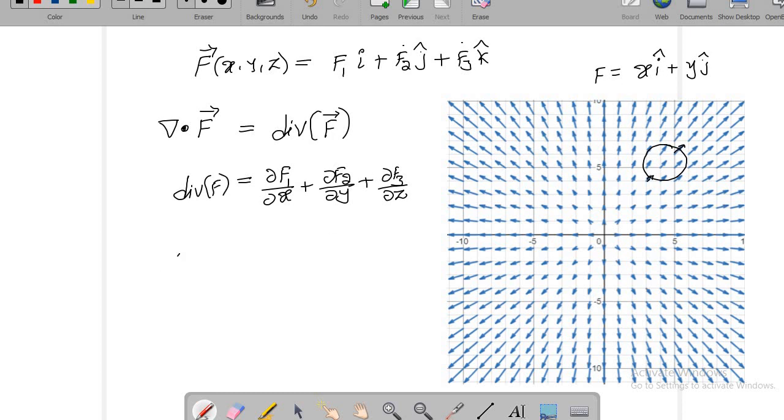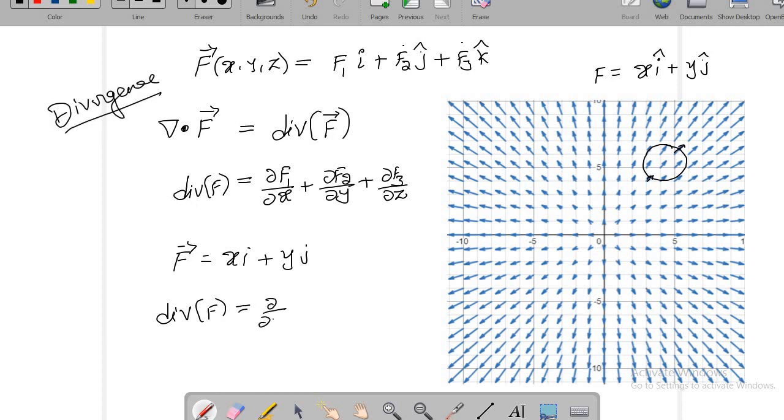Now for this vector field, if I take f bar equal to xi plus yj, then the divergence of f, we denote it as div, is equal to dou by dou x of x plus dou by dou y of y. So this will give you 1 plus 1, which is 2. So the divergence is 2. It has a positive divergence. That is why you can see this is what happens.